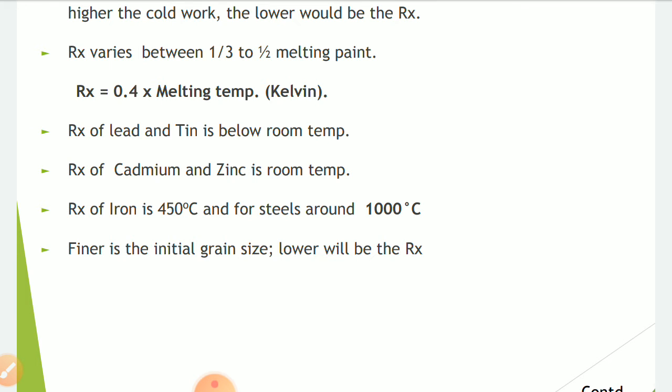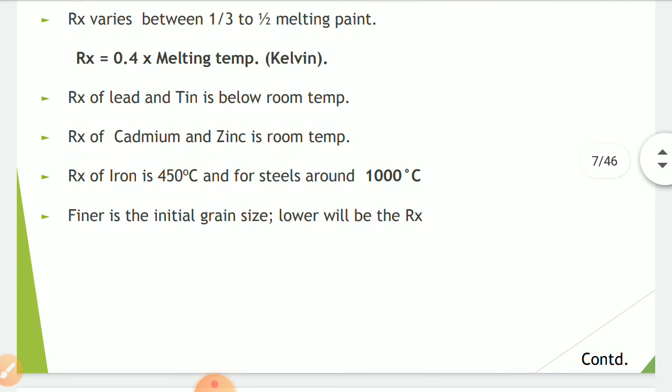Let's assume that for a particular material the melting point is 1500 degrees centigrade. So for that material you can say that the recrystallization temperature is 1500 into 0.4, so that's 600 degrees centigrade. Now if forming is going to take place above 600 degrees centigrade, then that is known as hot forming. It can be 700 or 1000 degrees centigrade or 1300 degrees centigrade. In all cases it will be hot forming. And if the temperature is below 600 degrees centigrade, then that will be termed as cold forming.